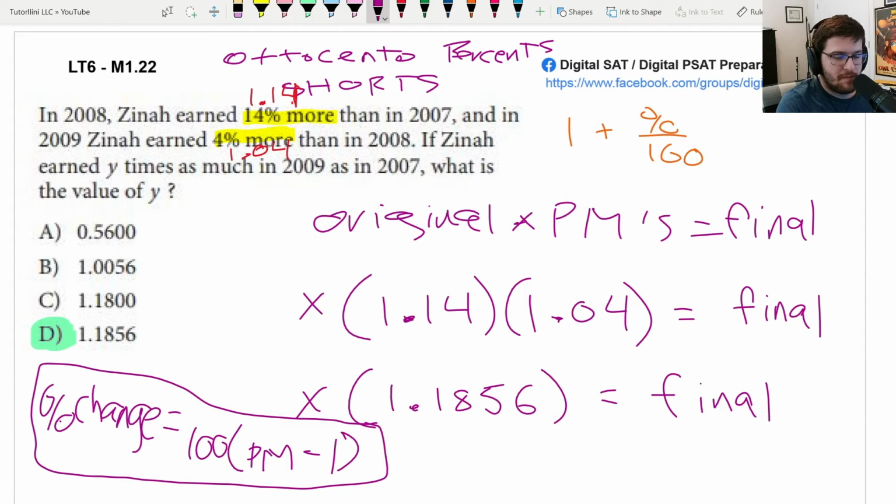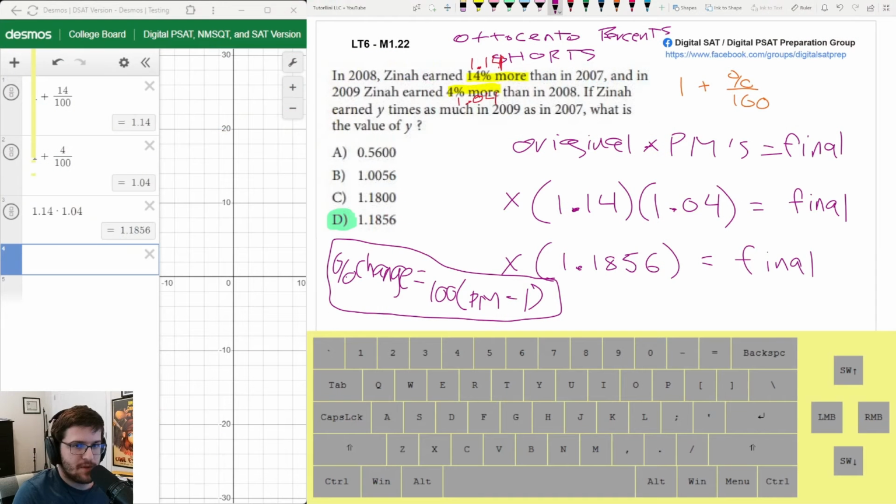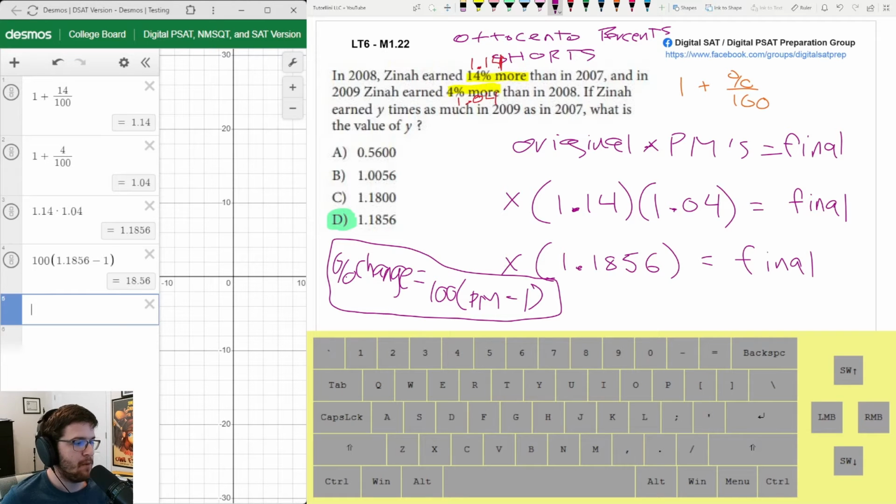So, let's go over here. We're going to do 100 like that. And you see, this would have been a follow-up question to make this question harder. They would have said, oh, what's the percent increase from 2007 to 2009? And they could have made that student-produced response as well, right? So the answer, if they did ask that, would be 18.56. You do 100 times the quantity percent multiplier minus 1. Great, let's keep going.